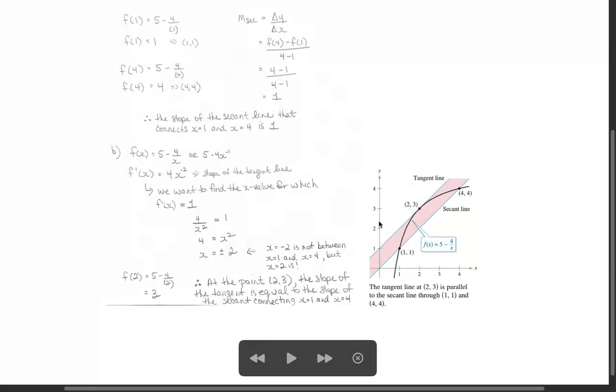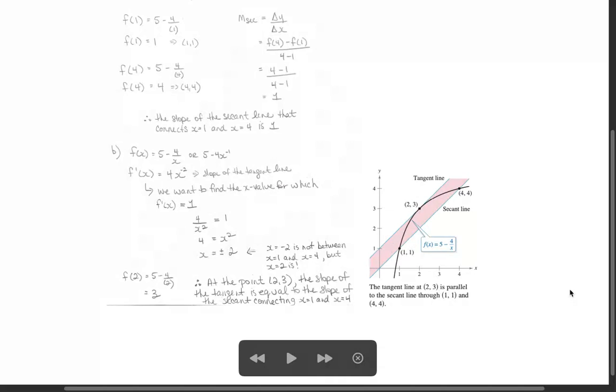And here we just have a little picture so you can actually see what's going on visually. So once again, I have the 2 points that I found. f at 1 is (1, 1). f at 4 was (4, 4). I connected them to find a secant line. I found the slope of that secant line to be 1. And then I found the point at x equals 2, which ended up being the point (2, 3), to have the exact same instantaneous rate of change as the average rate of change between these 2 points. So you can see that the slope of the secant line here is parallel to the slope of the tangent line here.